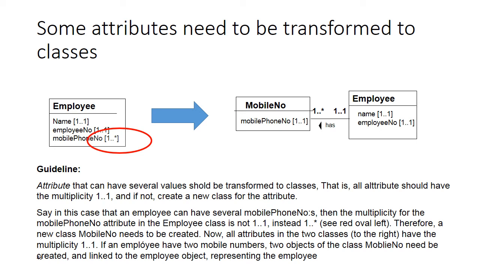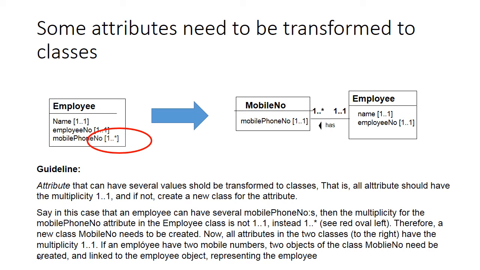Here is a guideline that we have not talked about before. Some attributes shall be classes, because each attribute should only include one value when it is instantiated to an object. In this case, maybe you want to show that the employee can have several phone numbers.